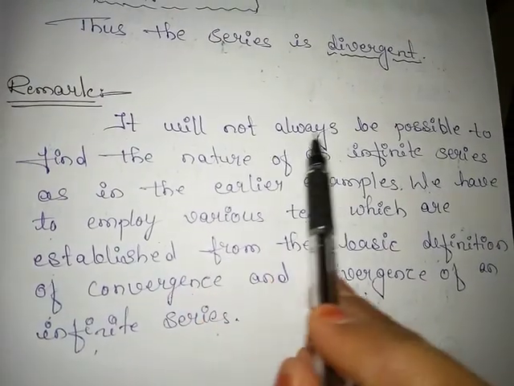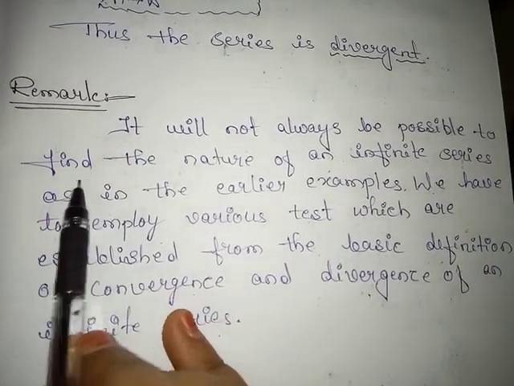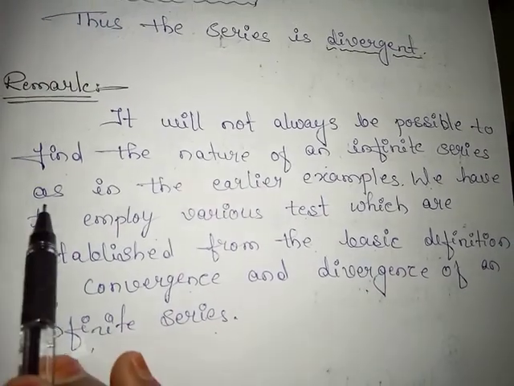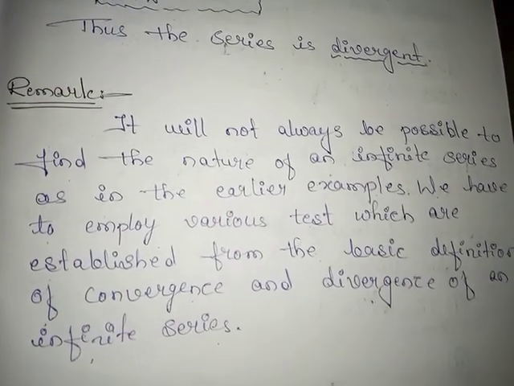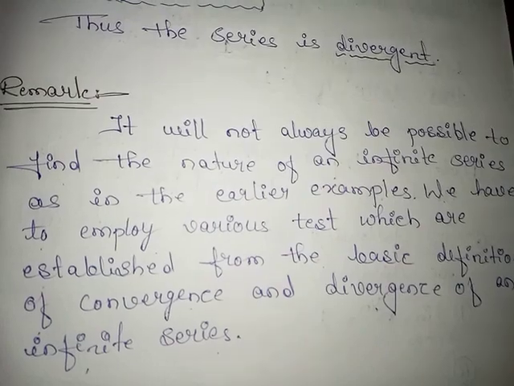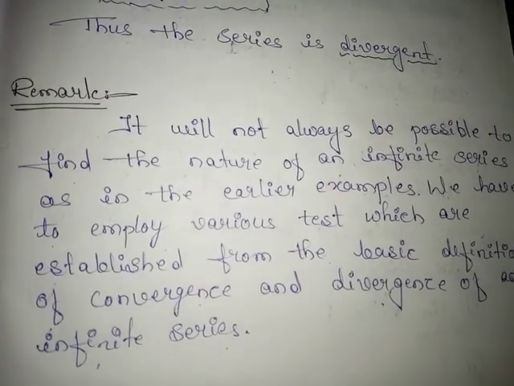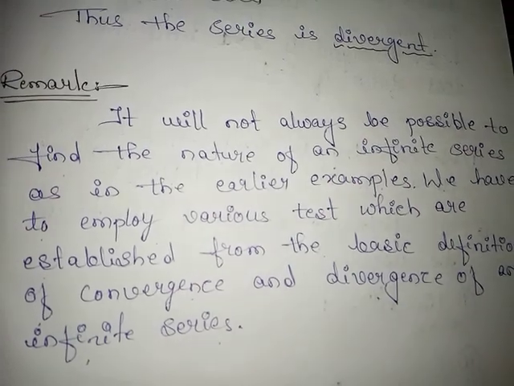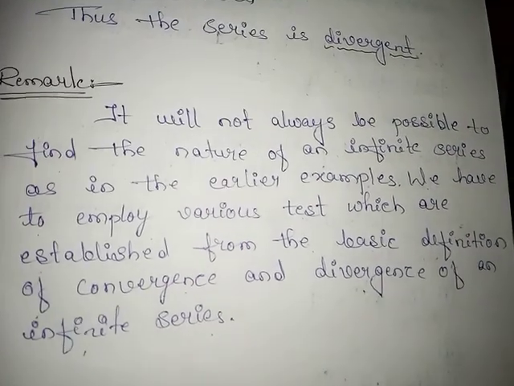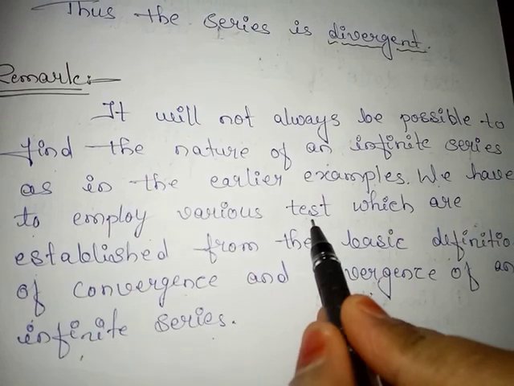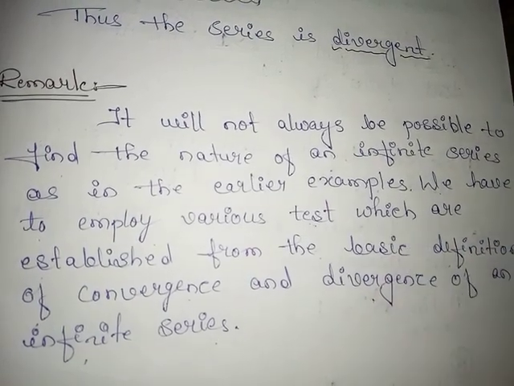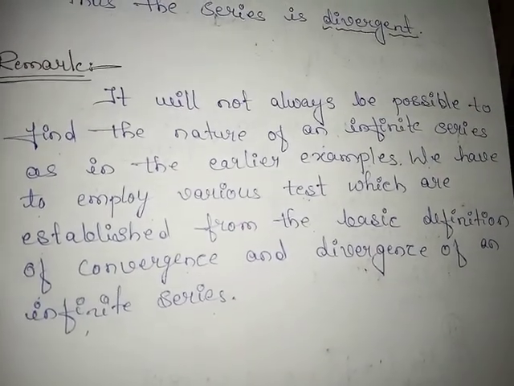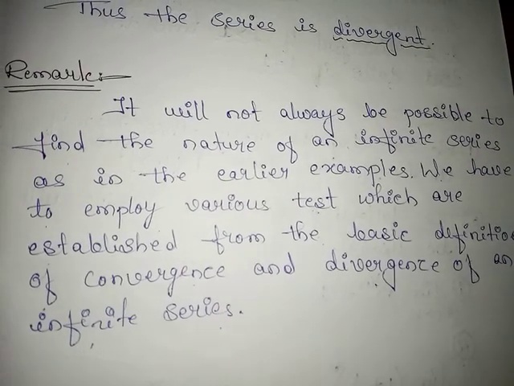It will not always be possible to find the nature of an infinite series as in the earlier examples. In the last class we solved some examples to find the nature of the given series, but that method is not possible every time, so we have various tests which are established from the basic definition of convergence and divergence.